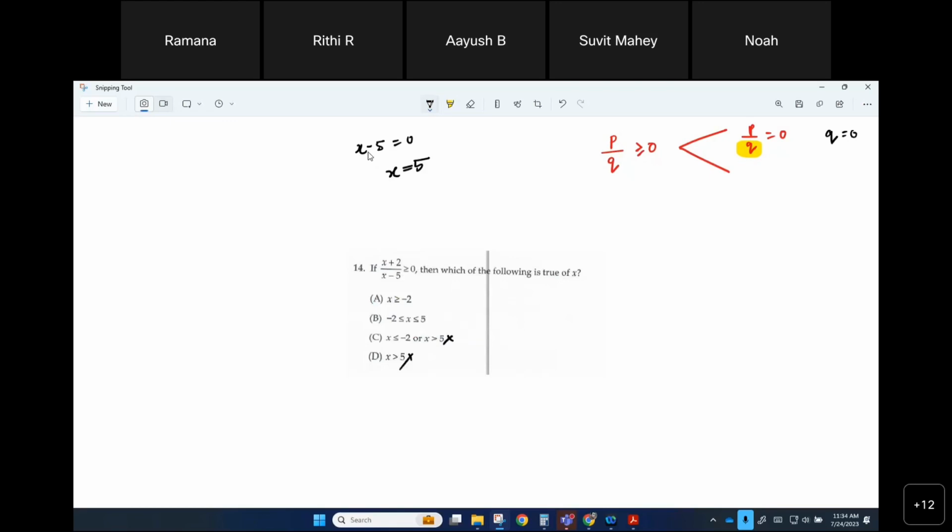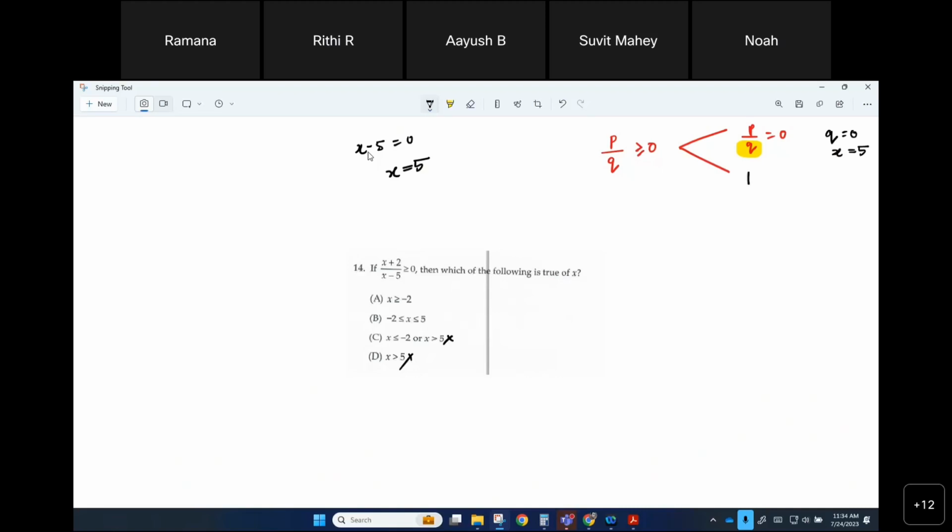Is that making sense? Is that clear among all of you? If x is greater than 5, then it won't become 0 in the denominator. That means the entire fraction doesn't become 0. Correct? X has to be 5. Only then the denominator becomes 0. When x is 5, denominator becomes 0, entire fraction becomes 0. So this is one condition.